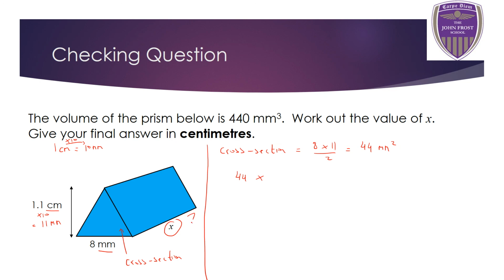Let me call this question mark instead. 44 times something must equal 440, because the volume is 440. And hopefully you can see that the question mark has got to stand for 10, because 44 times 10 is 440. So X is 10.